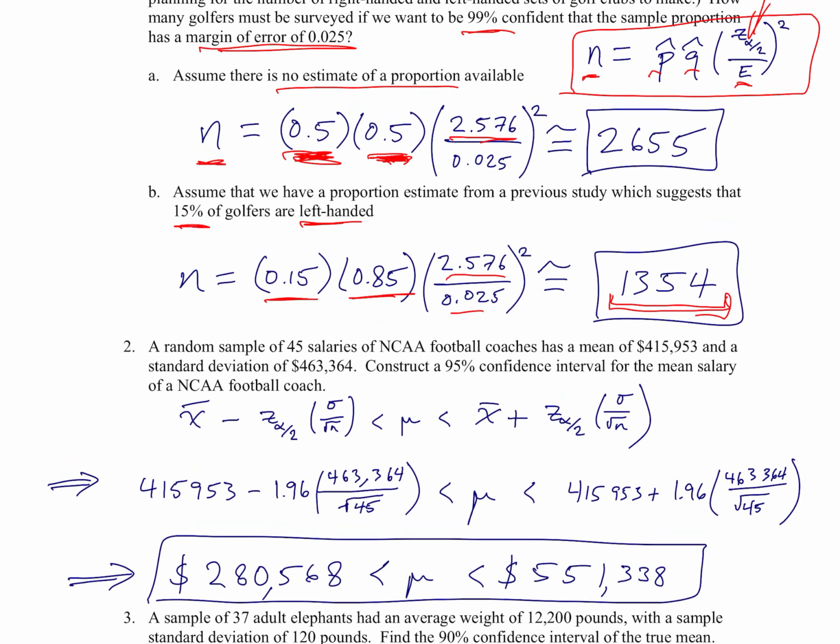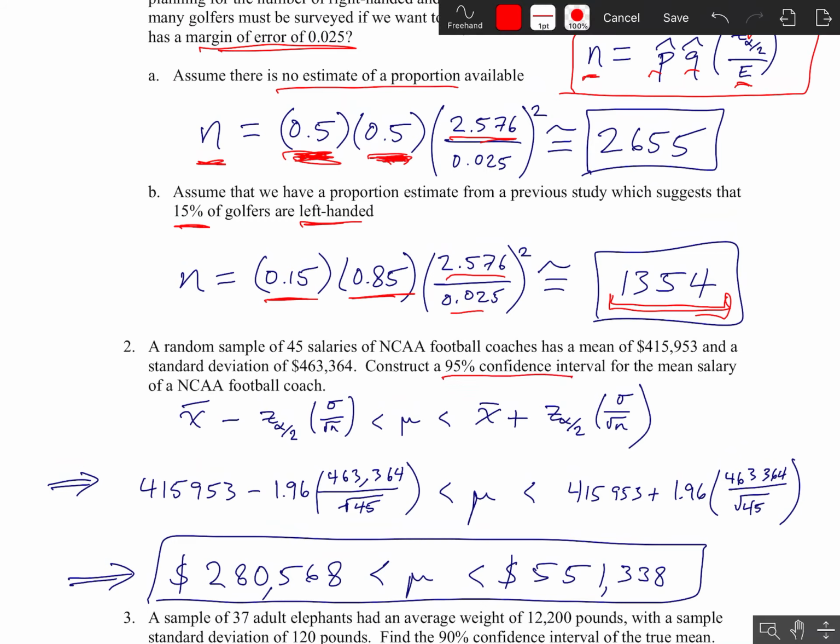So in problem 2, it says a random sample of 45 salaries of NCAA football coaches has this mean and this standard deviation, and we want to construct a 95% confidence interval for that mean salary. So we're just using the mean confidence interval that we had up above. Now in this case, because our sample size was 45, we can use the z-score rather than the t-score that we talked about at the beginning of this video.